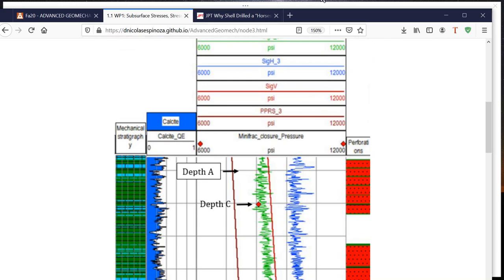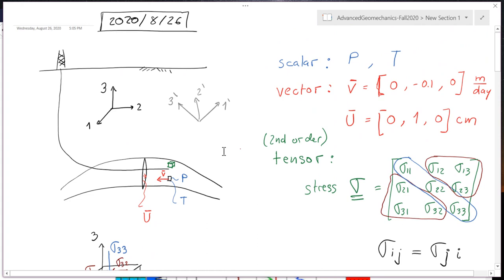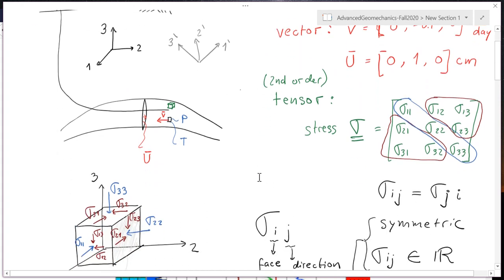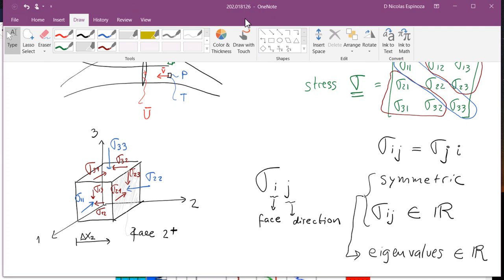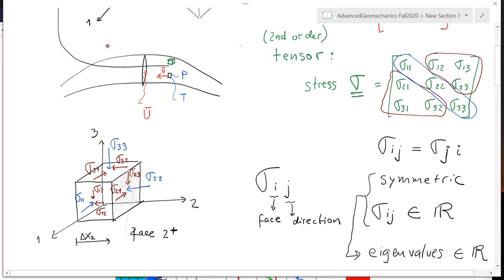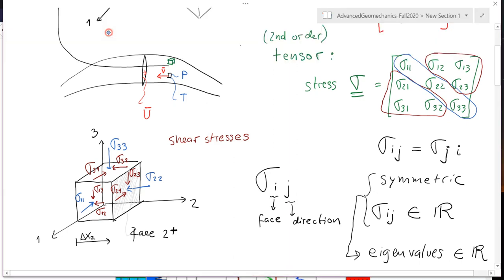But so far, summarizing, we have seen what is the stress tensor, why it is different to a scalar and to a vector, what are normal stresses and shear stresses. Let me write that down over here. Shear stresses here are in brown, and normal stresses in blue.